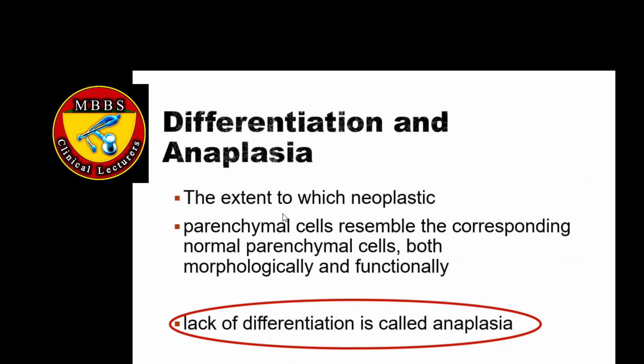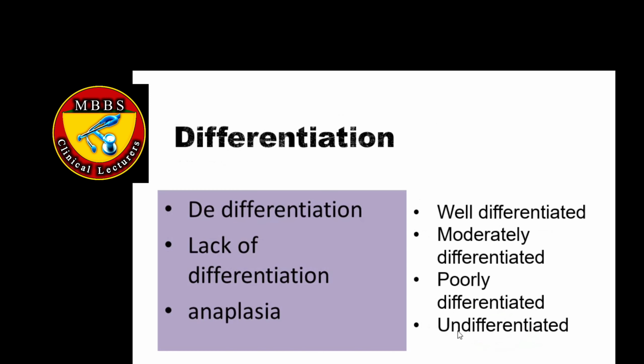Now, what is differentiation in neoplasia? The extent to which the neoplastic cells resemble their normal counterpart is known as differentiation. Parenchymal cells resemble the corresponding normal parenchymal cells both morphologically and functionally. But if they lack differentiation, that is, lack of resemblance to the normal counterpart, it is known as anaplasia. So anaplasia can be defined as lack of differentiation. It may also be known as dedifferentiation.